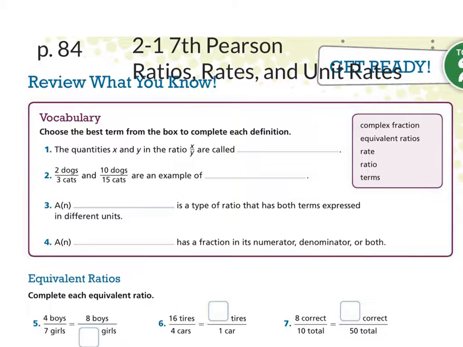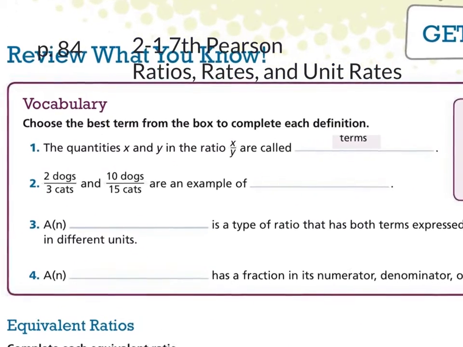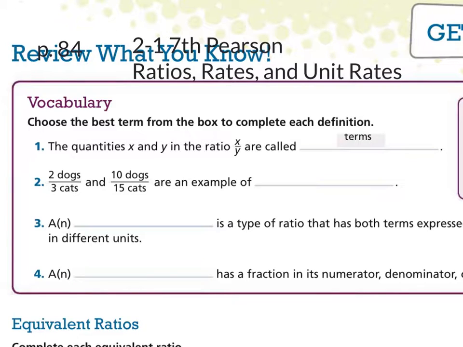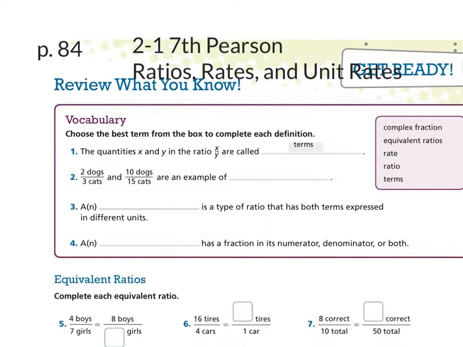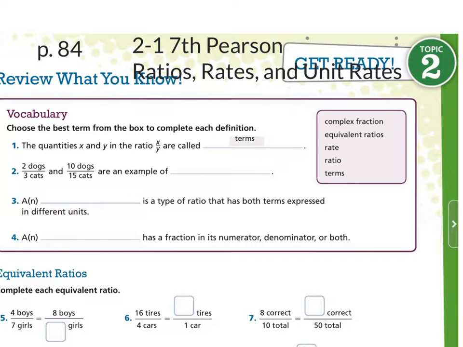So number 1, the quantities x and y in the ratio x over y are called, so that would be terms. Number 2, 2 dogs over 3 cats and 10 dogs over 15 cats are an example of, and that would be equivalent ratios.